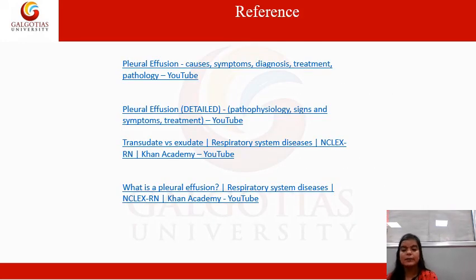So that's how it is with pleural fluid, and these are some references which you can go through, and they will give you more depth about this topic. I hope this topic is clear, and that you now know the difference between transudative and exudative fluid, and what thoracentesis means.